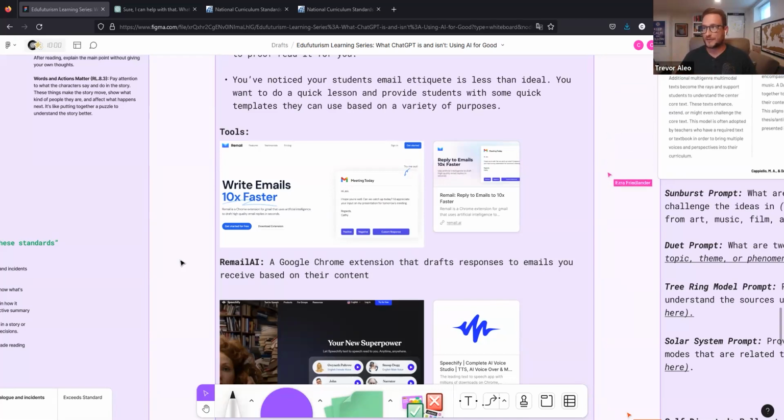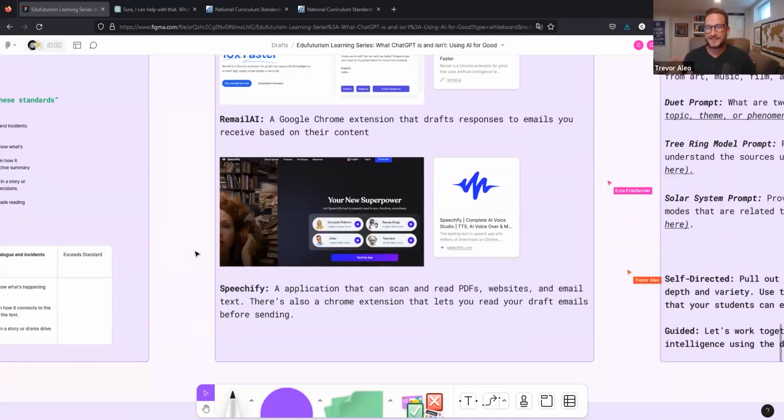Pumps out those emails really quickly. So that's one tool. Another tool is slightly different than the large language model stuff we've been talking about. It does use machine learning, but not in a large language model kind of way. It's called Speechify. It's something that I use very, very frequently. And you can use it to scan websites, PDFs, or email text, and it reads it out loud to you in a voice that is shockingly human.